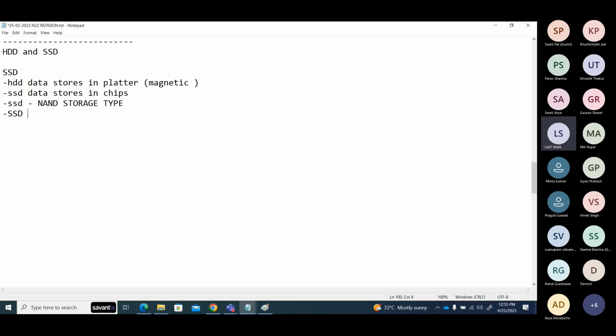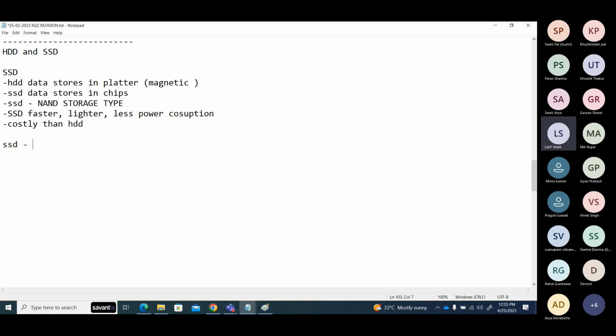So SSD is faster and lighter. It's easy to travel with anywhere. It is faster than a normal hard disk. It's lighter than a hard disk. Less power consumption. Easy to carry to any place. But it is costlier than a regular hard disk.